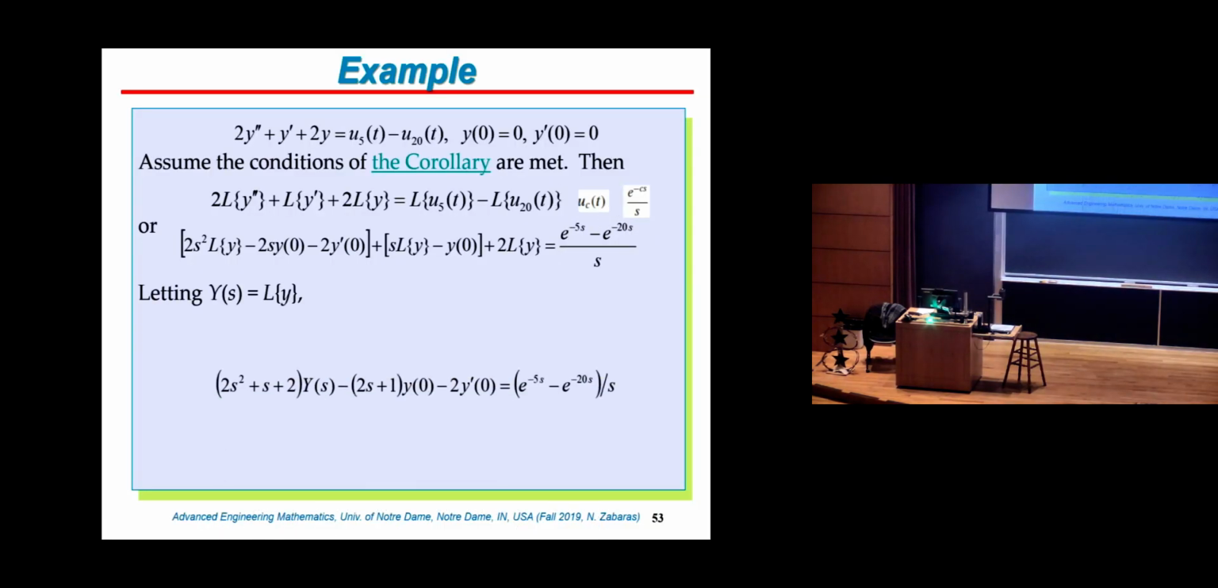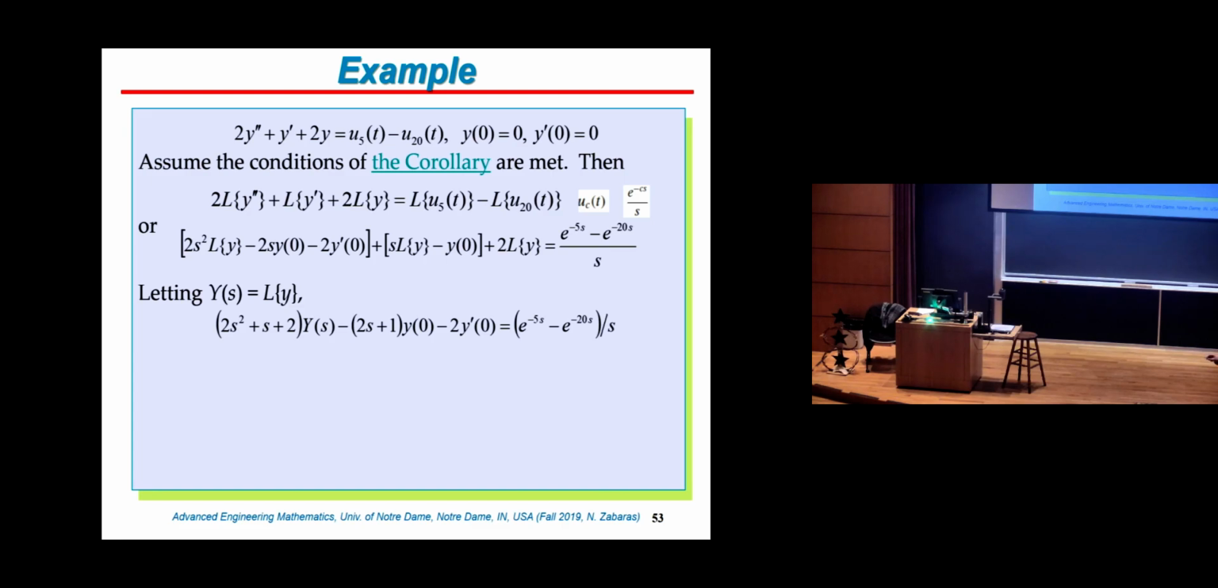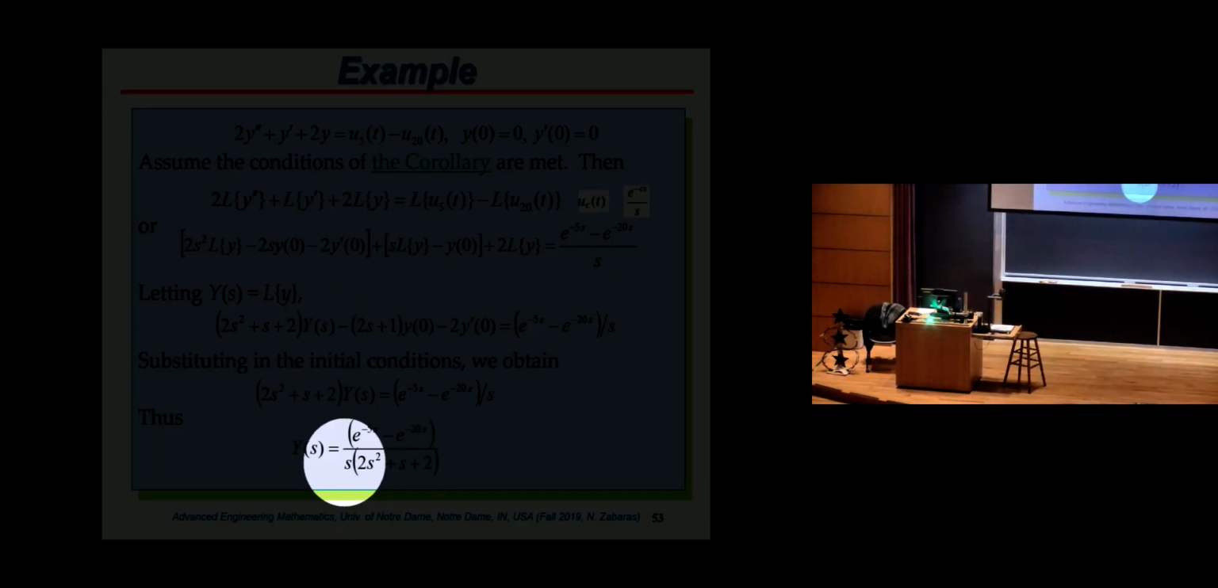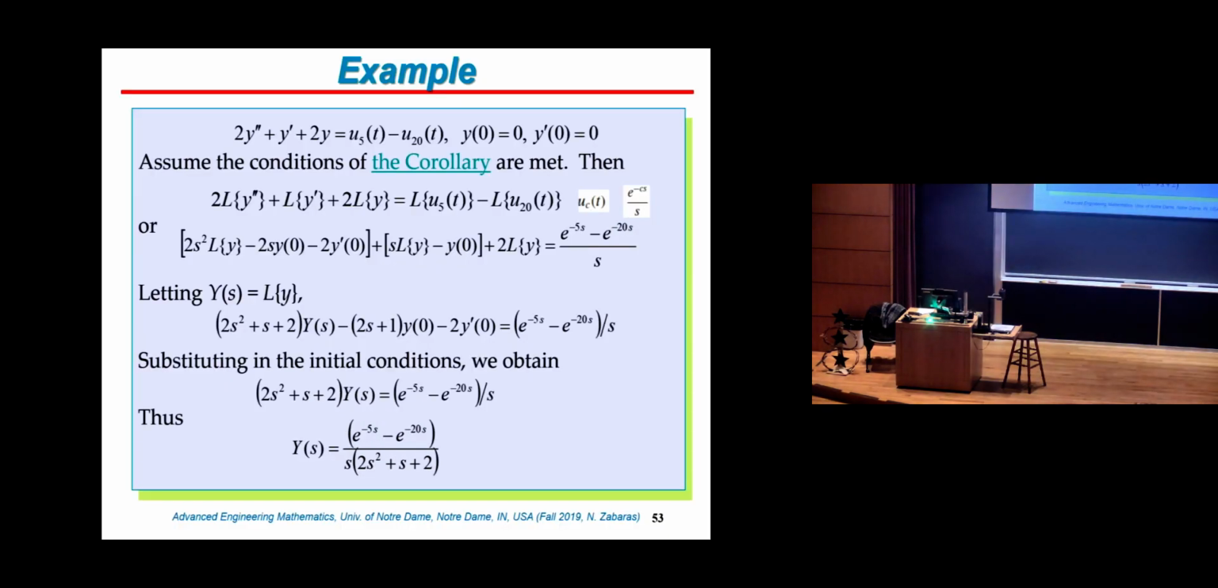So if we put all of this together and we call capital Y the Laplace transform of what we need, we get this nice equation. So now you say, I am stuck. What is that? All right? So immediately you can see that you have some things in the denominator, so you're going to have to use some partial fractions to see what type of function this 1 over s times 2s squared plus s plus 2 gives you. And then you see this term e to the minus something.